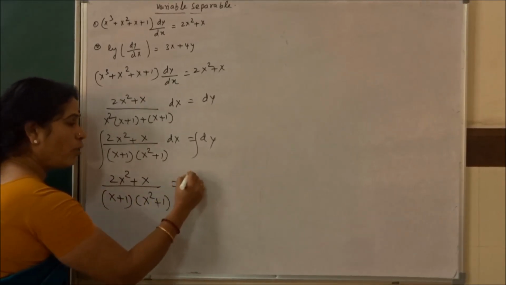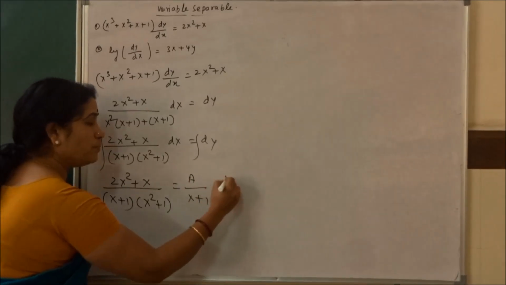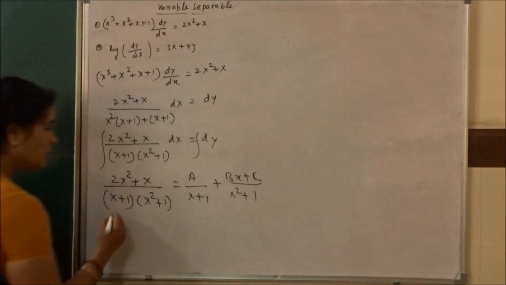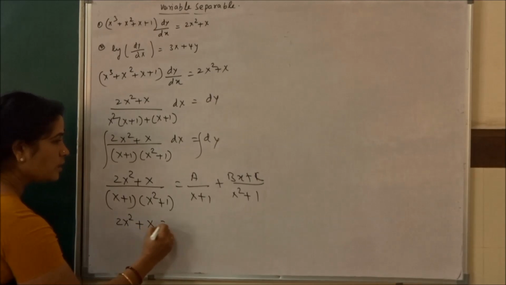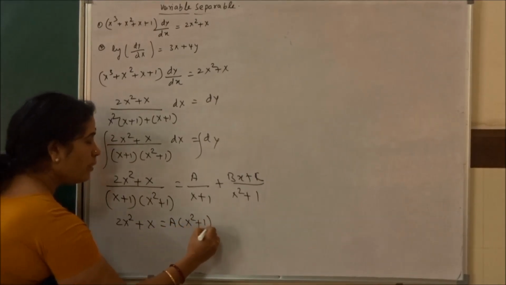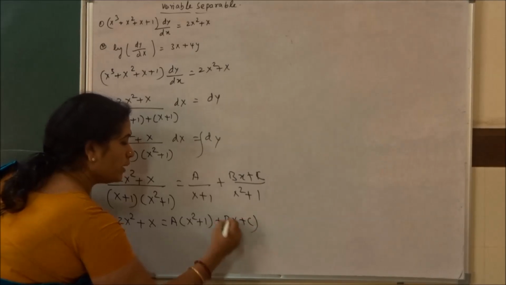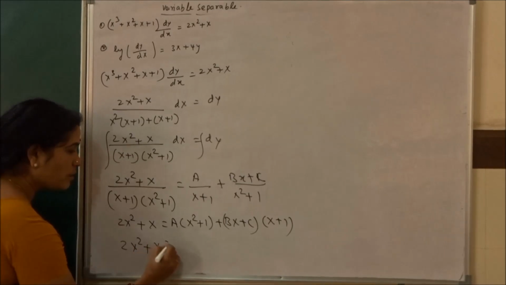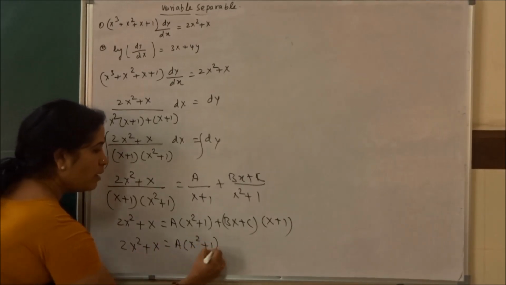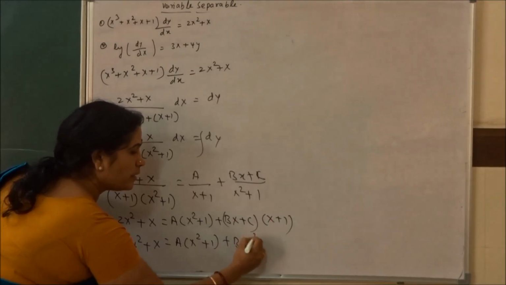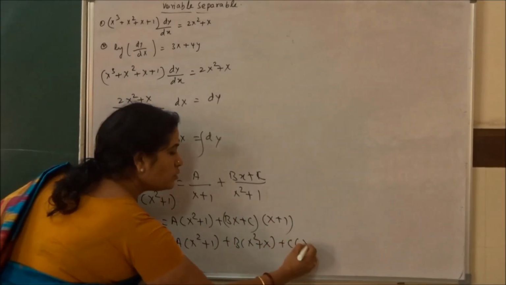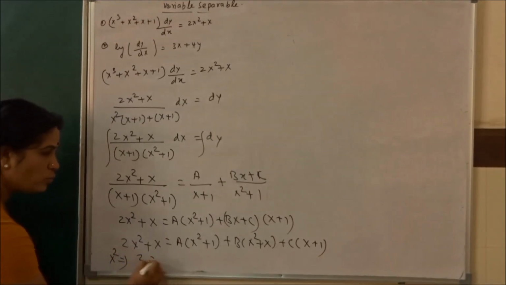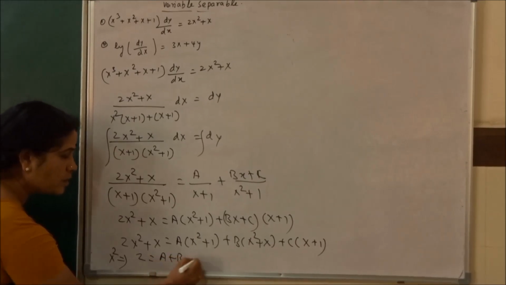You know how to do partial fractions. That is a upon x plus 1 plus (bx plus c) upon (x square plus 1). So 2x square plus x equals a into (x square plus 1) plus (bx plus c) into (x plus 1). Now again, 2x square plus x equals a into (x square plus 1) plus b into (x square plus x) if I open this, plus c into (x plus 1). Comparing coefficients on both sides, for x square I get 2 here and a plus b there. That is equation number 1.